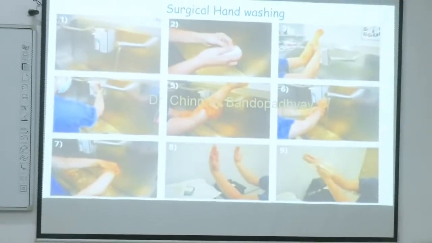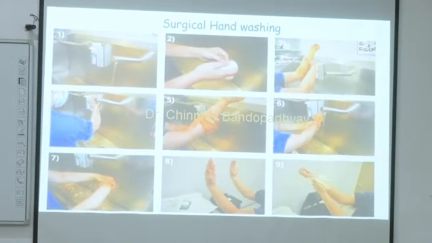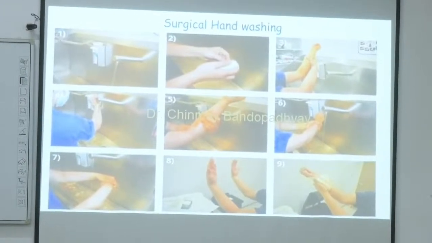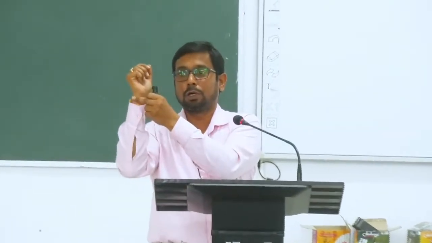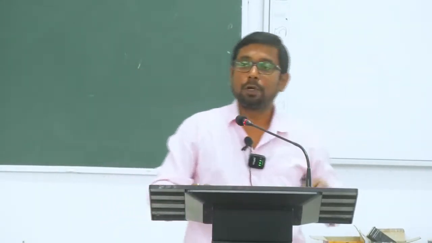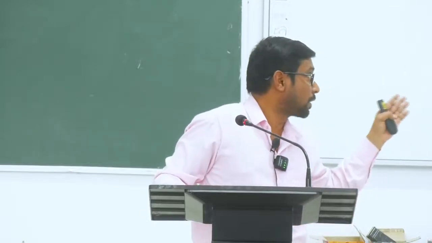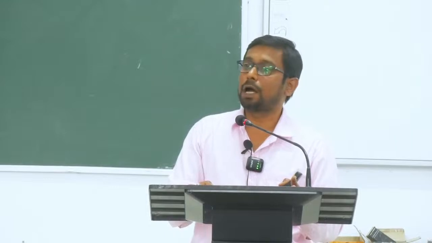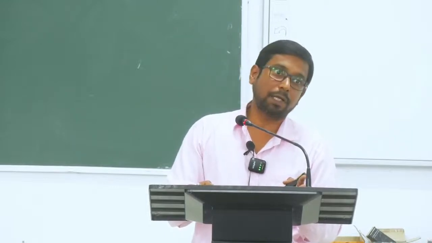And for surgical hand washing, you have to do the same thing, but you have to clean up to the elbow. For normal or medical hand washing, you wash your hand up to the wrist, right? And for surgical hand washing, you have to wash up to the elbow, okay? You have to use antiseptic soap. After that, you have to use a skin scrubber, which is a kind of sponge, to clean your hand properly.